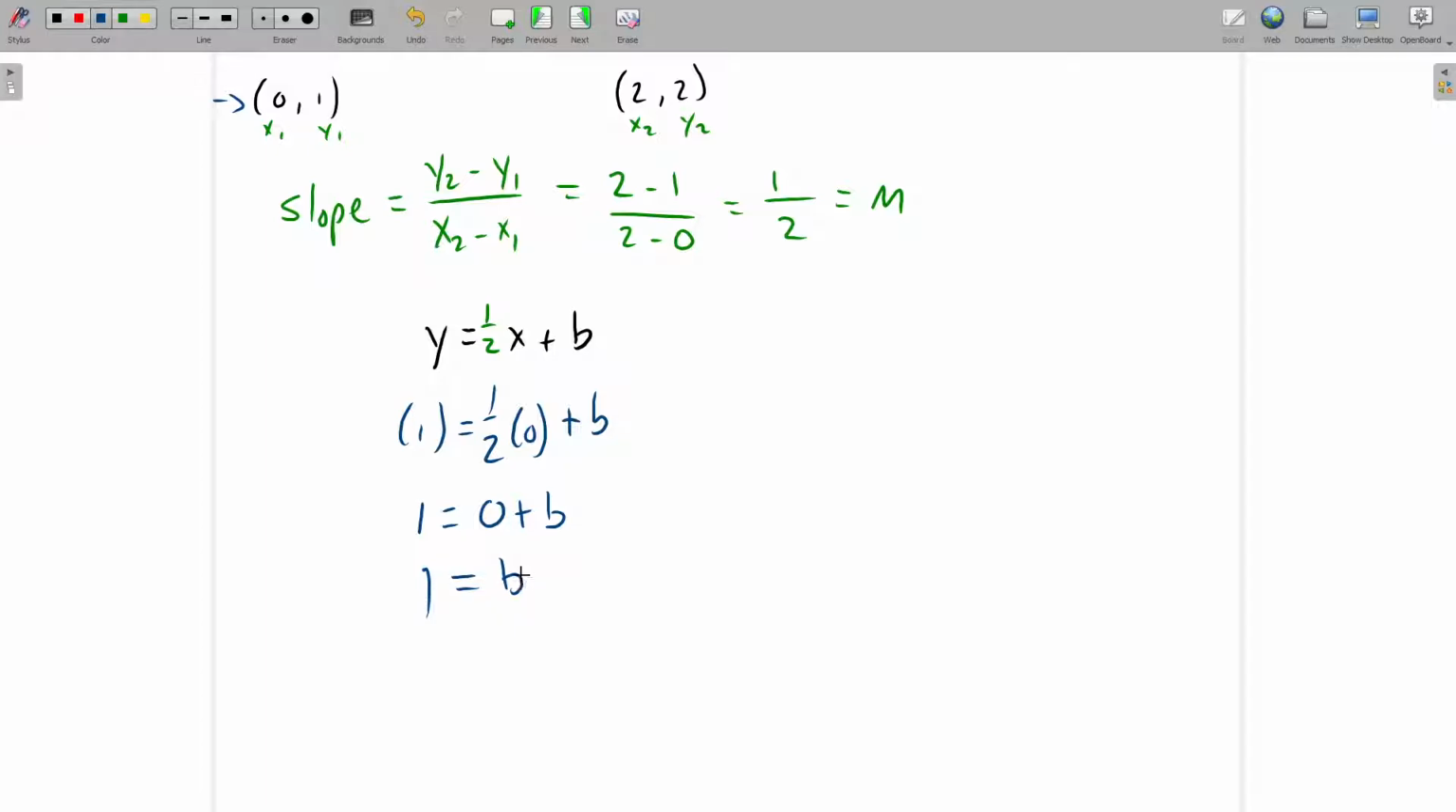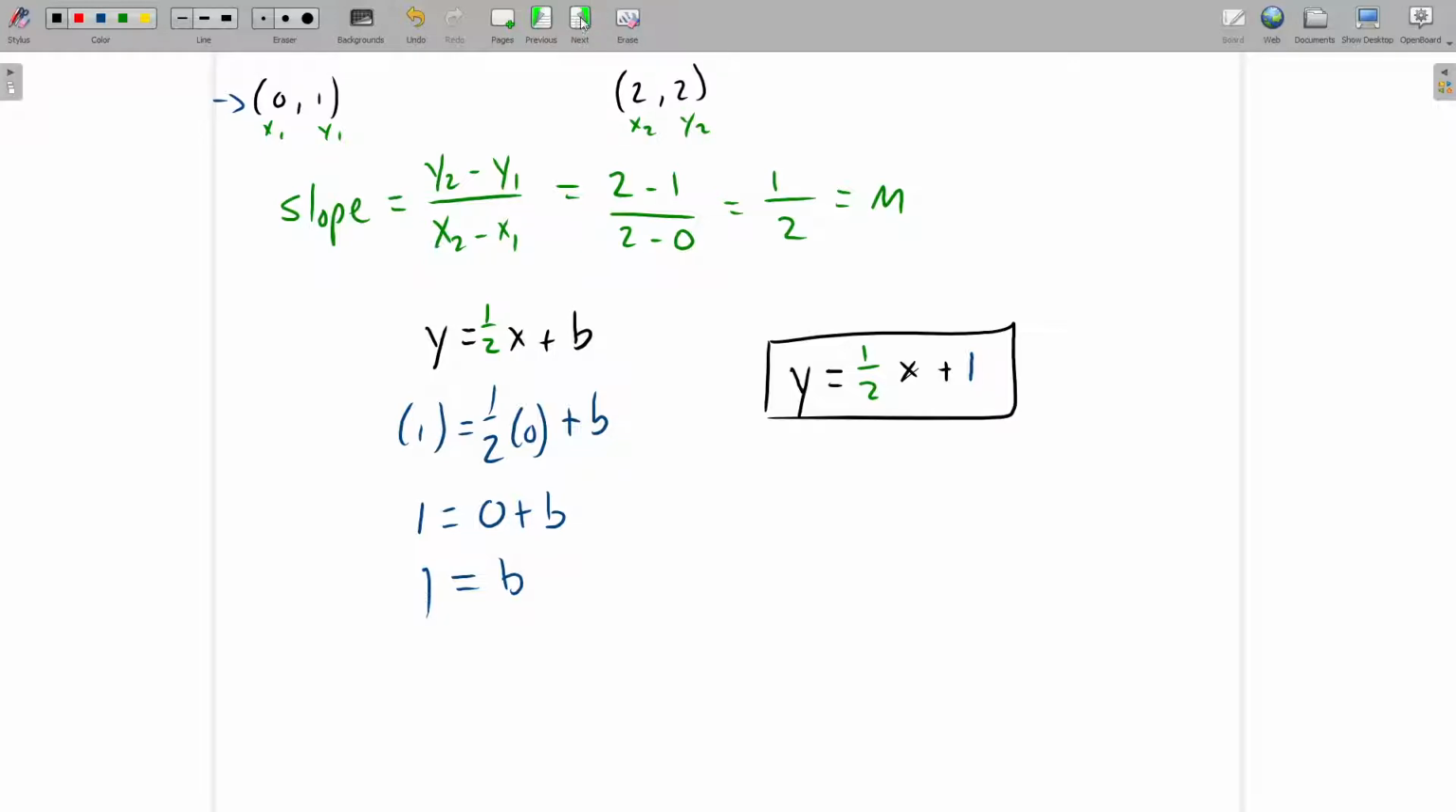We can use this, along with the m that we previously found, to write our equation: y equals m, which is 1/2, x, plus our y-intercept, b, or 1. So this would be the equation in slope-intercept form that passes through these 2 points.